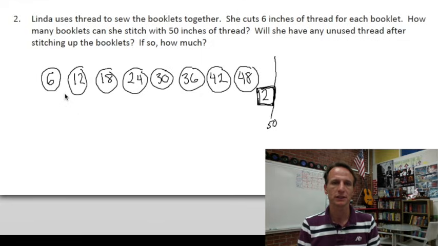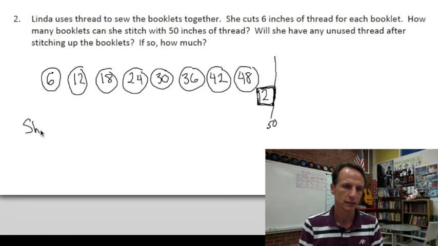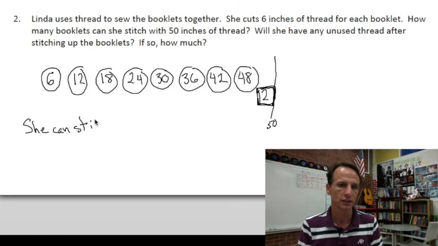So how many booklets can we stitch with 50 inches of thread? Well, 1, 2, 3, 4, 5, 6, 7, 8, of course. So she can, really impressive here, Linda, she can stitch 8 booklets.